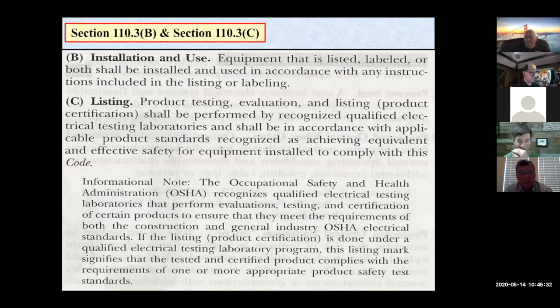Installation and use. Equipment that is listed, labeled, or both shall be installed in accordance with any instructions included in the listing or labeling. Put this down on your hot sheet. You can look at an installation and see crappy stuff all over it, and you say, man, this is not what that's designed for. They're using the wrong fitting or no fitting or whatever. You can go back to 110.3(B) and call it out. That is not according to the manufacturer's instructions.